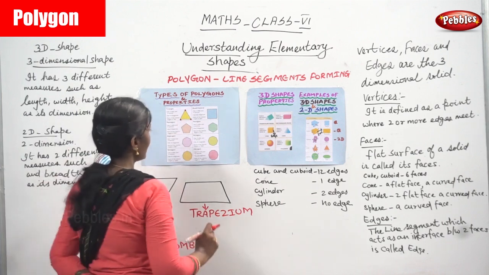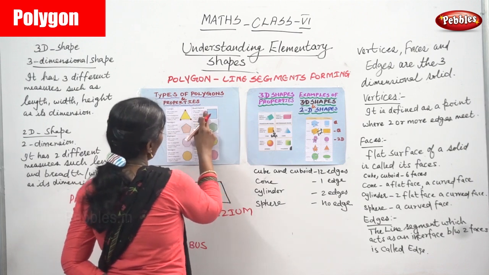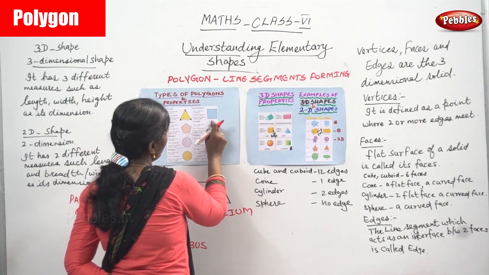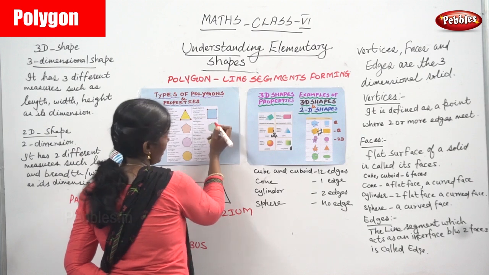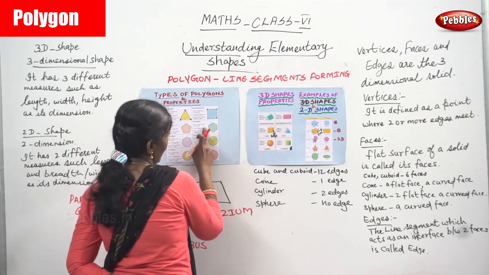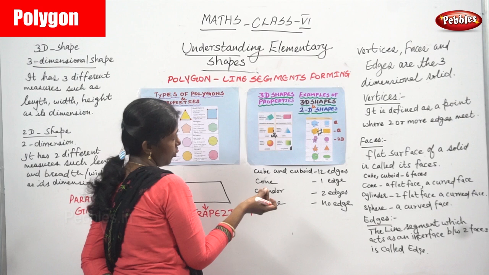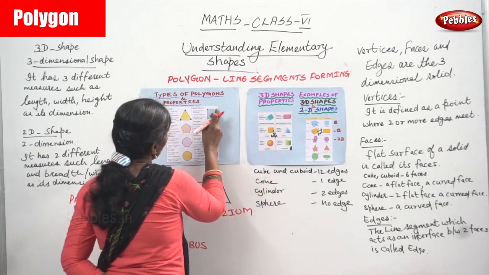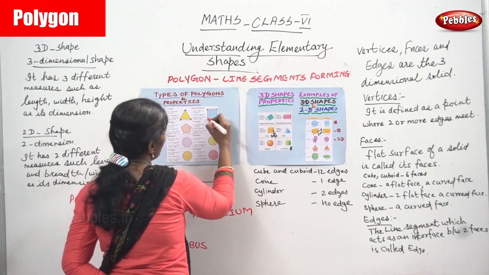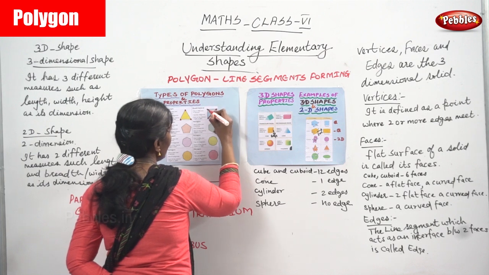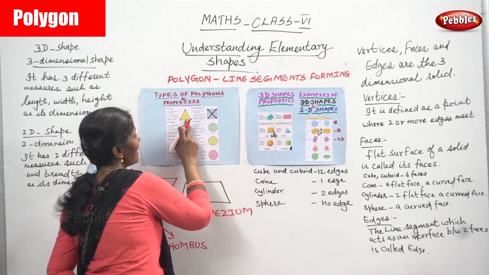Next is the quadrilateral. It is a 4-side polygon. We call it a quadrilateral, with 4 sides and 4 vertices: 1, 2, 3, 4. A vertex is a point where 2 or more edges meet. So there are 4 edges, 4 sides and 4 vertices, and 2 diagonals. This is one diagonal, and this is another diagonal. The sum of the interior angles is 360 degrees.